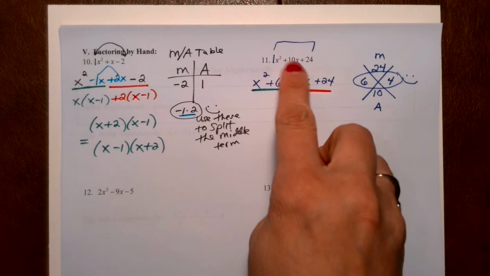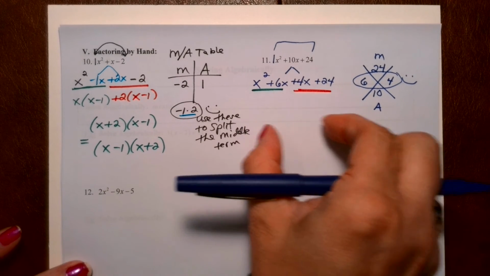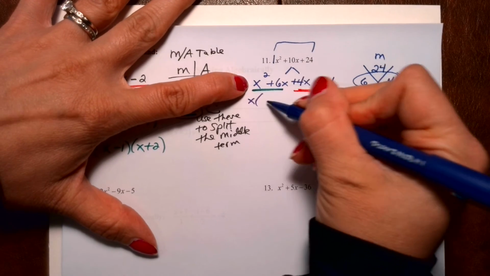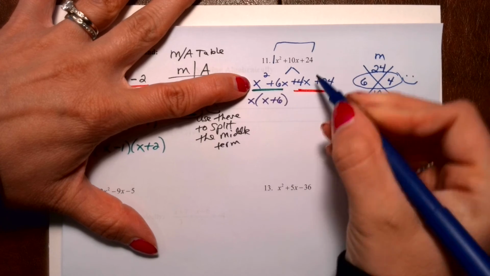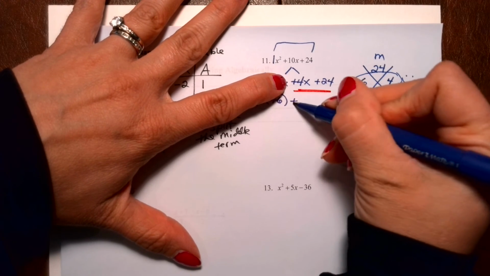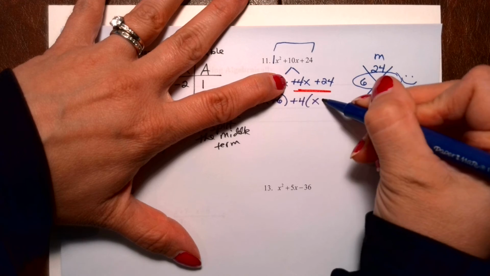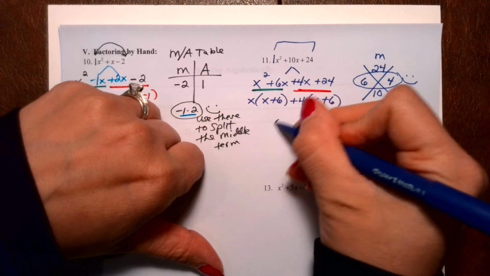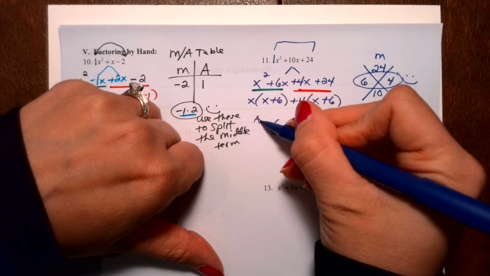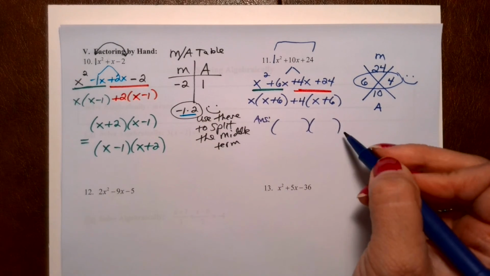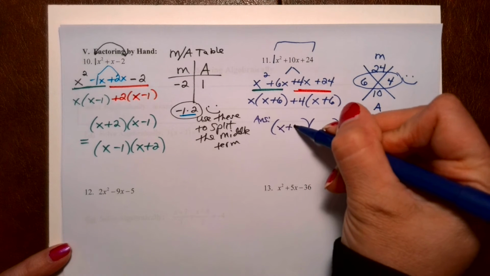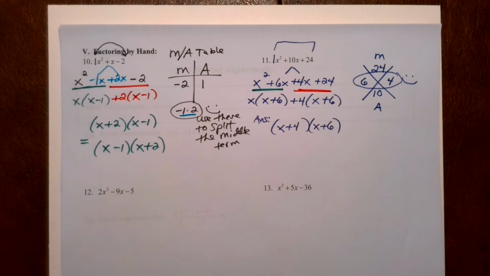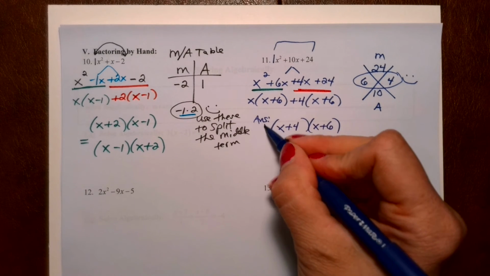But you can't put parentheses here. Parentheses are for the end. Okay, so from this first group, let's take out an x, and we have x plus 6. From this group, let's take out a positive 4, and that gives us x plus 6. Is that working? It is working, okay? So the final answer, here's where the answer goes. Now you put parentheses. It's the quantity x plus 4 times the quantity x plus 6. So there's our final answer.